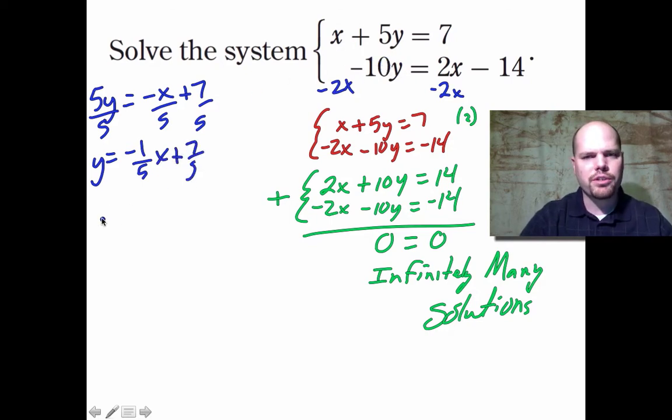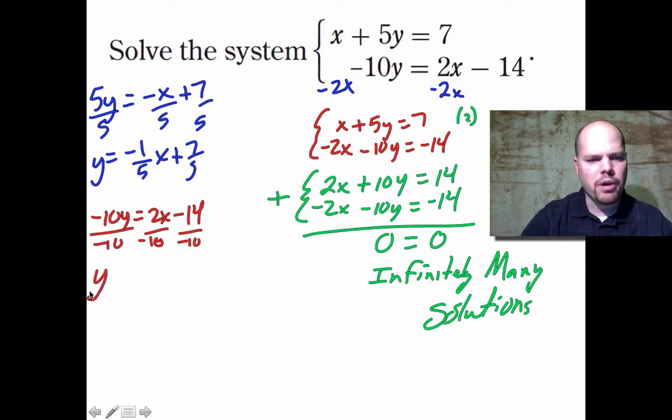Now with this other equation, negative 10y equals 2x minus 14. We just need to divide both sides by negative 10, and I end up with y equals 2 divided by negative 10, that's going to be negative 1/5 x. And then negative 14 divided by negative 10. We could reduce that to positive 7 fifths.